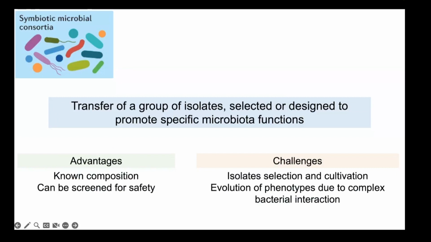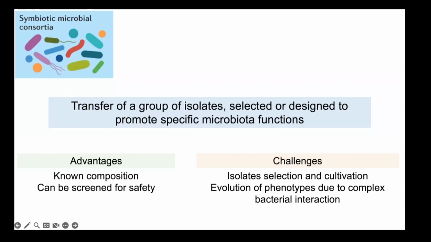You do 16S or metagenomic sequencing, and you can bin your genomes into maybe species level, or usually taxa is the most resolution that you can get. But here we know specifically what strain we're giving our patient. And so from a safety aspect, this is much safer, and we can screen for safety much easier.